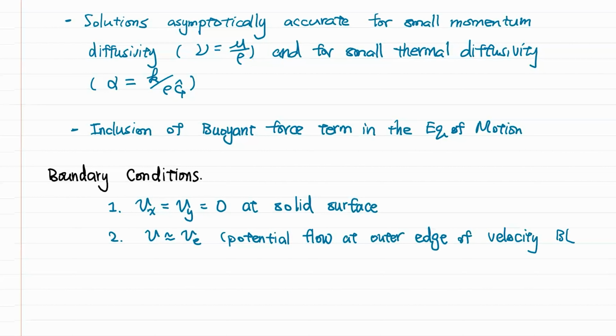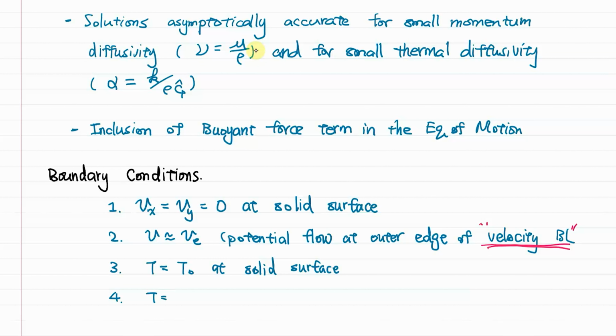So an important term here is we are saying one thing as velocity boundary layer. This is a key point that will come back. And then third, we have temperature equals to some T naught at the solid surface. And fourth, temperature equals to some T infinite at the outer edge of the thermal boundary layer.